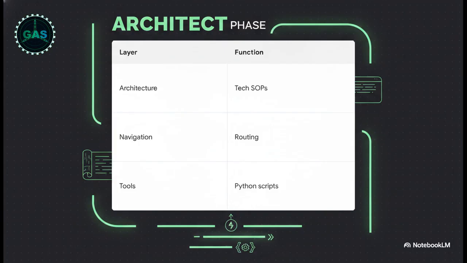We use a really smart 3-layer architecture here that separates reasoning from execution. First, we have the architecture layer, utilizing technical SOPs written in Markdown. Then we have a navigation layer for routing data, which acts as the reasoning layer. And finally, the tools layer, which executes the specific actions using deterministic Python scripts.